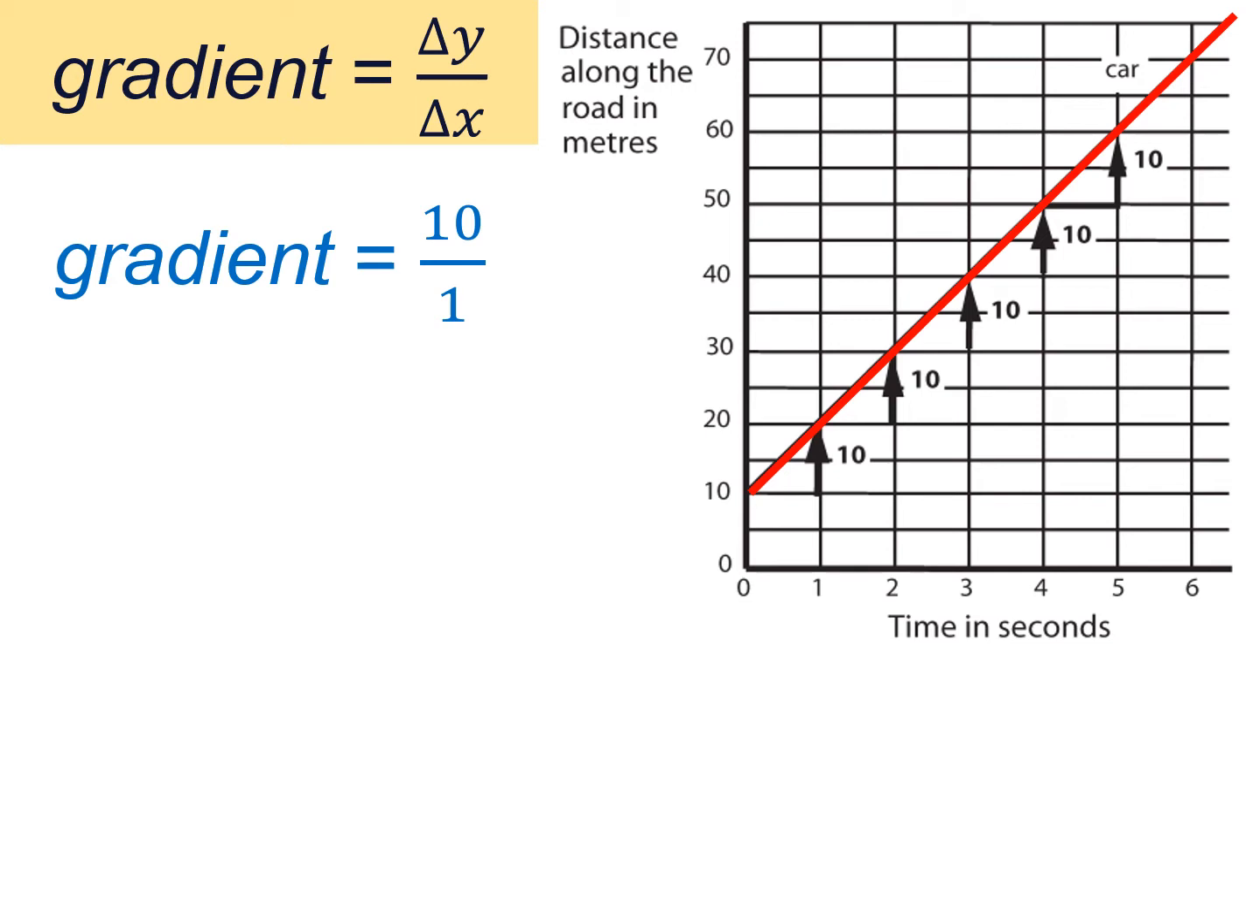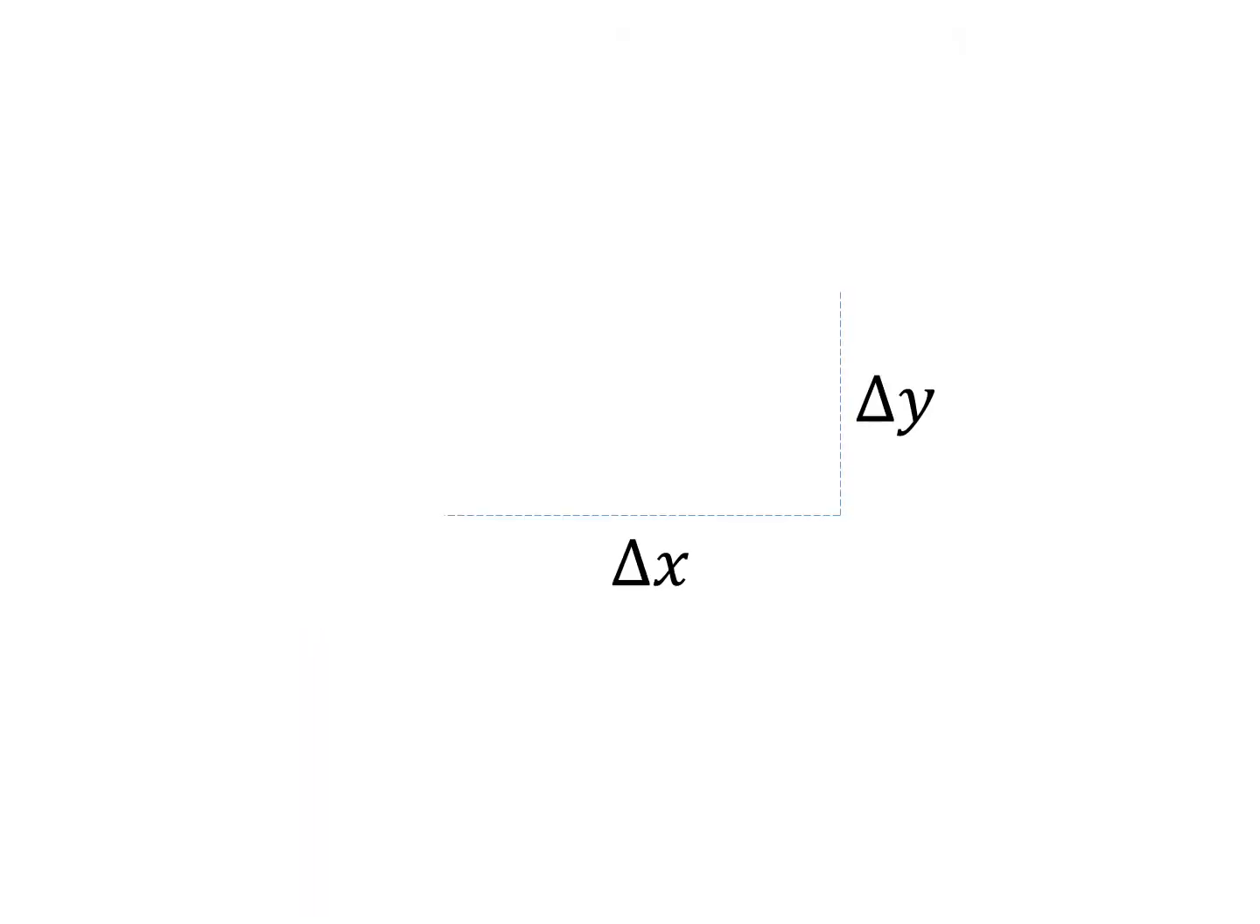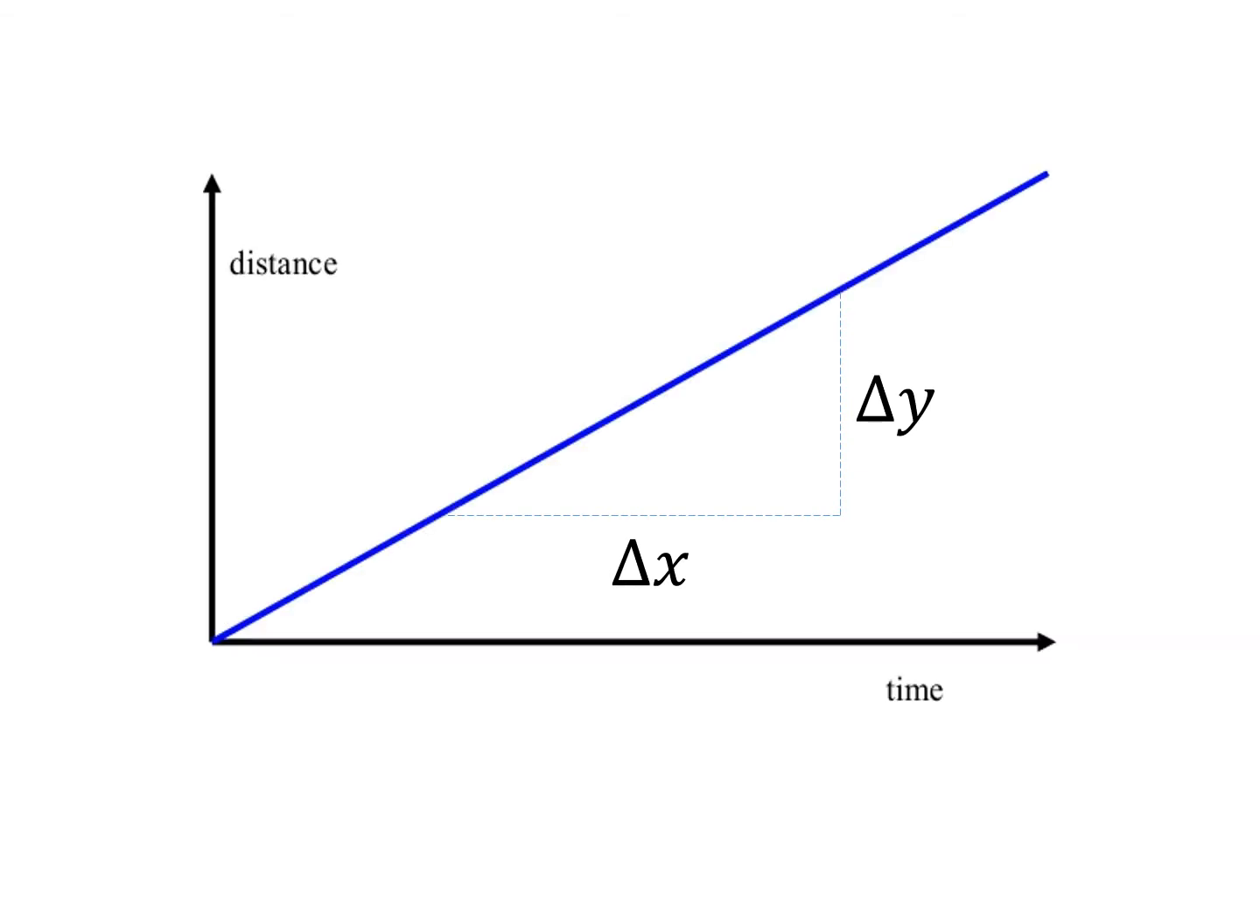The change in y in this graph is 10 meters for every 1 second. Therefore, the gradient of the graph is 10 divided by 1. Therefore, the speed is 10 meters per second. The speed of any object can be calculated in this way by drawing a straight line down from a point on the line and drawing another straight line across from the point on the line. The length of the line y divided by the length of the line x gives you the gradient of the line.